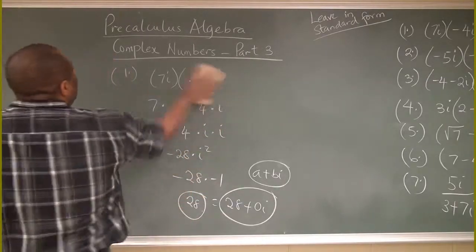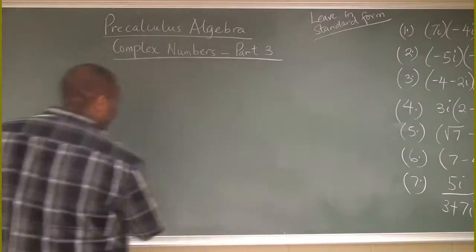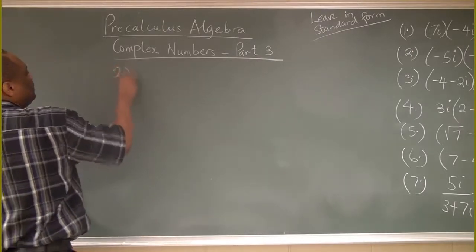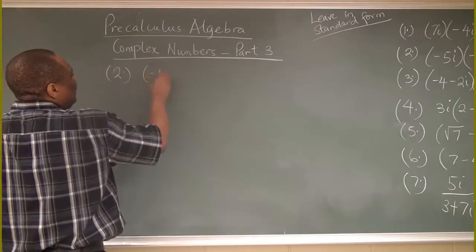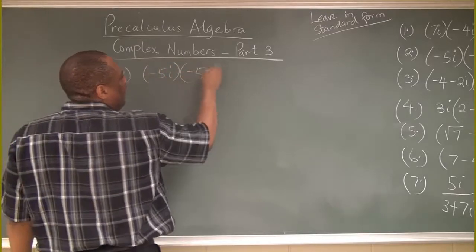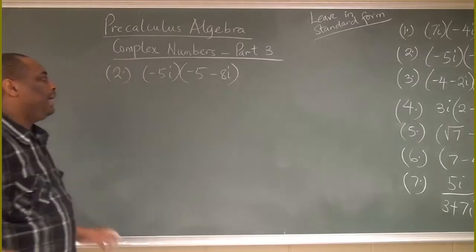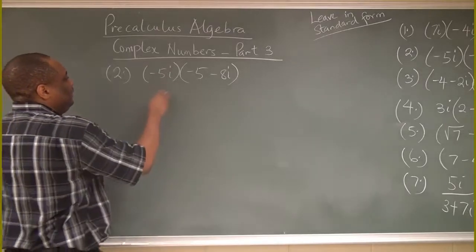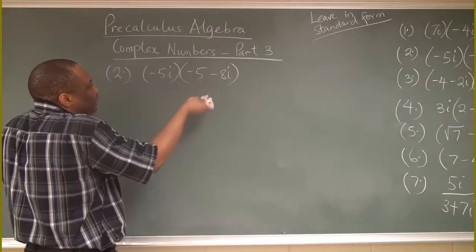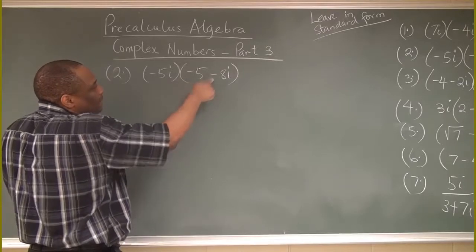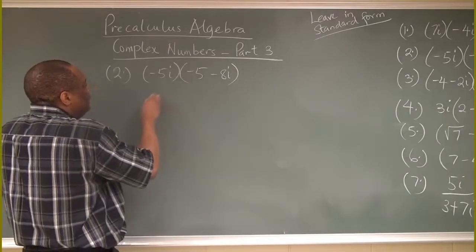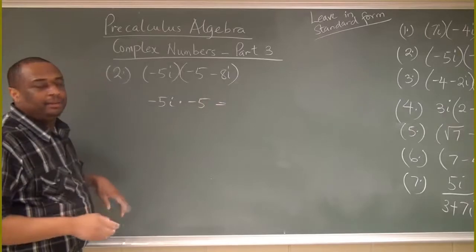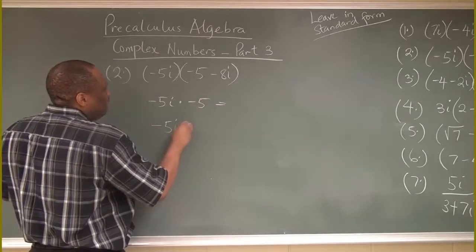All right. Question 2. I would like you to pause the video here and try it on your own before you do it. Before you start it, you play it again. This is -5i times (-5 minus 8i). So here, I'm just going to go ahead and multiply. Now, this is like how you multiply a monomial and a binomial. So take this one, multiply this, then take this one and multiply this. So this is -5i times -5, you keep it, then -5i times -8i.